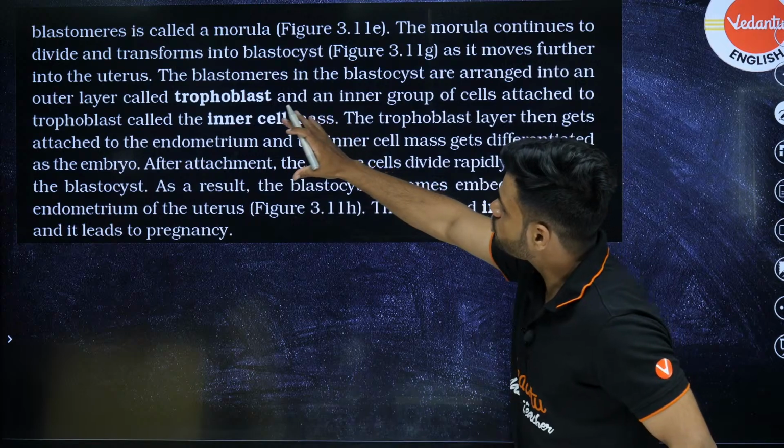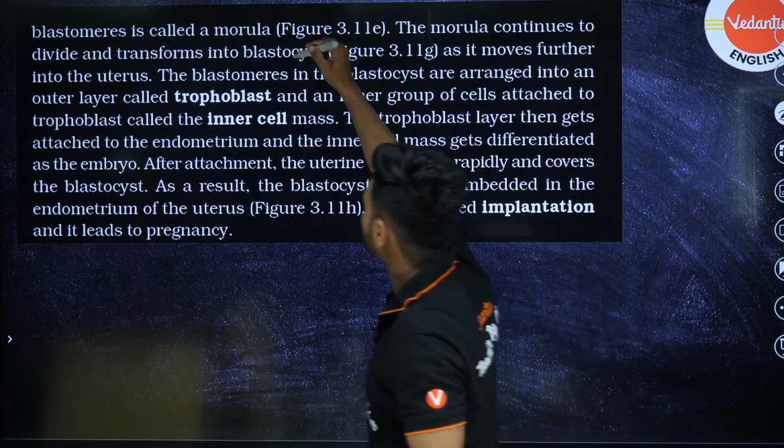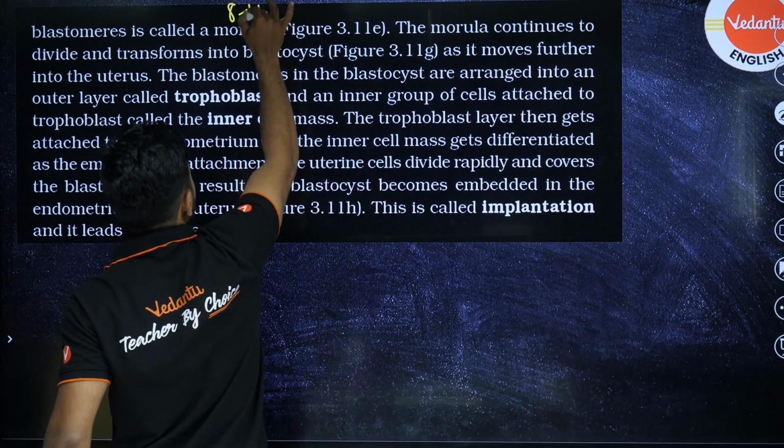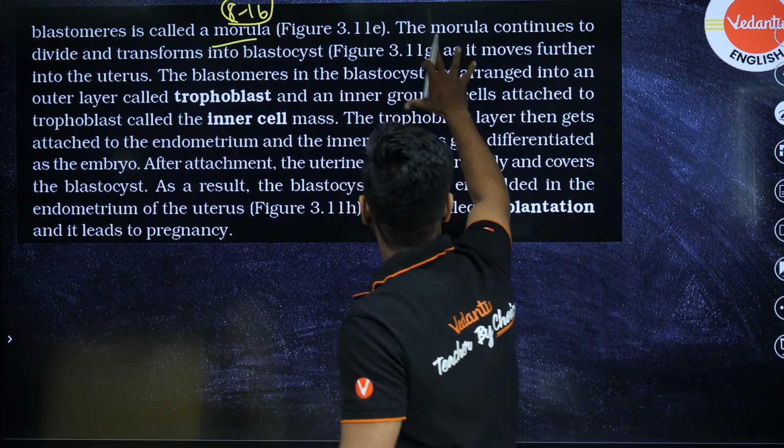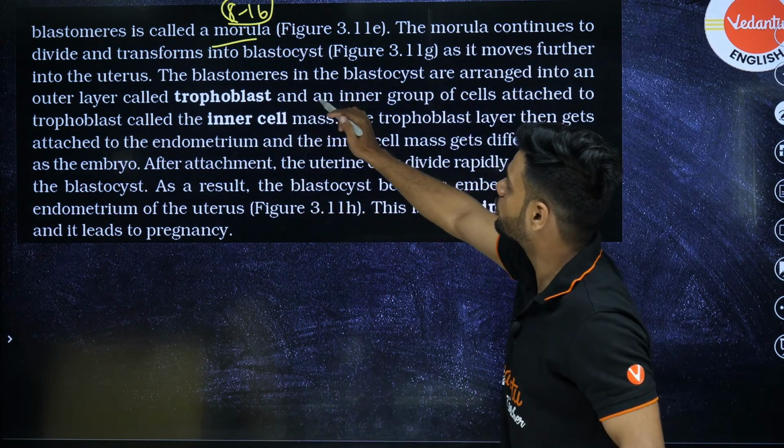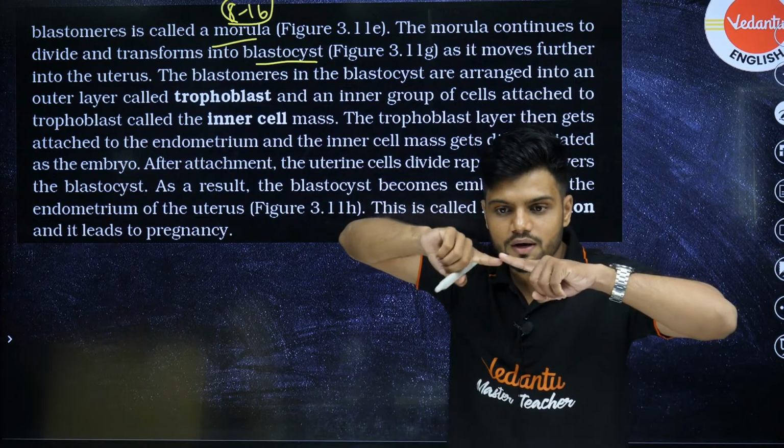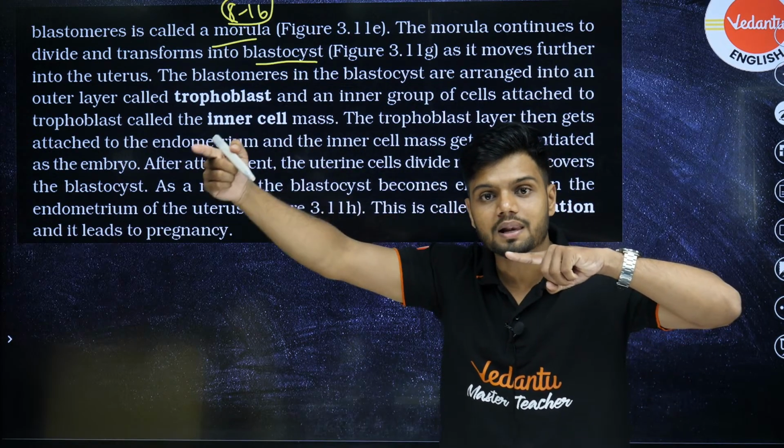Now, the blastomeres are called a morula. That is the 8 to 16 cell stage. The 8 to 16 cell stage is called a morula. The morula continues to divide and transform into a blastocyst. So the morula is becoming what? The morula is becoming a blastocyst now.